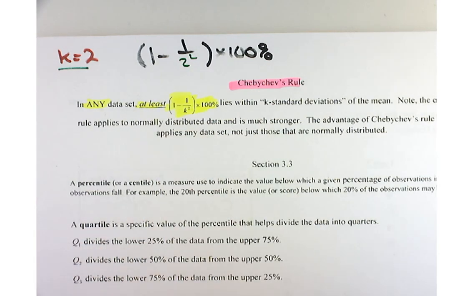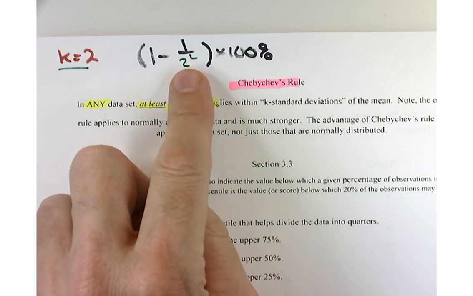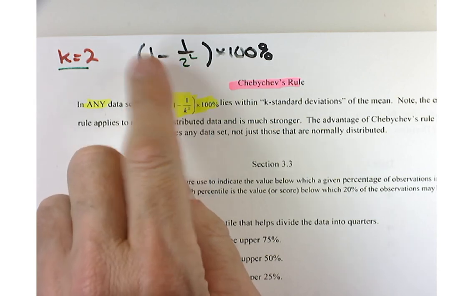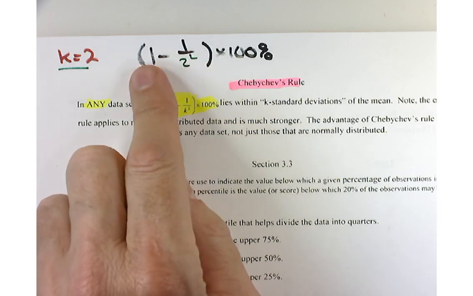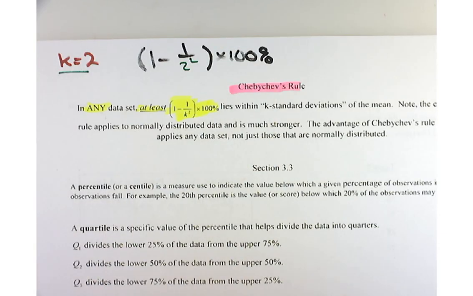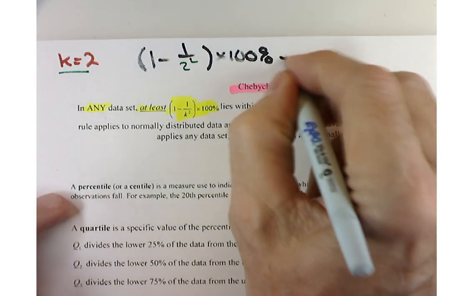Now, you don't have to do this in your head. You can do it on a calculator. You can do it on Google Sheets. 1 minus 1 over 2 squared is 1/4. 1 minus 1/4 is 3/4. 3/4 of 100% is 75%. Now, if you do that in your head, or if you do that on a calculator, that's fine.